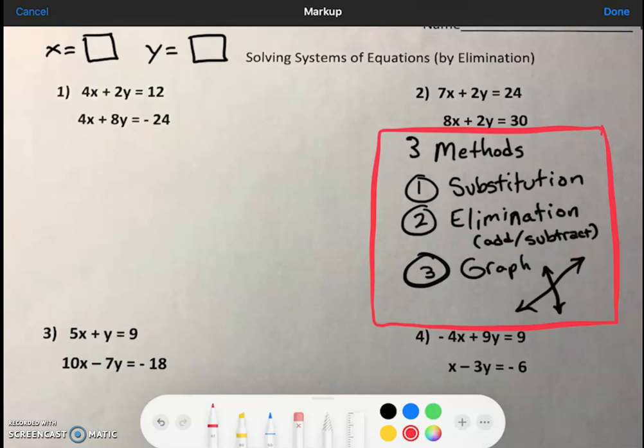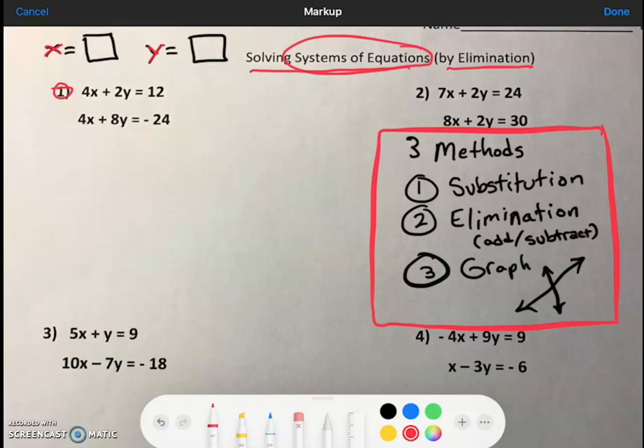So this is the solving systems of equations worksheet by elimination. Basically, what is a systems of equations, with an S there? You basically have two equations, like number one, and you have two different variables, x and y. Your job is to figure out a value for x and a value for y. Whatever those numbers are, plug them into the top one, everything will equal 12. Plug those same two numbers into the bottom one for x and y, it will equal negative 24.